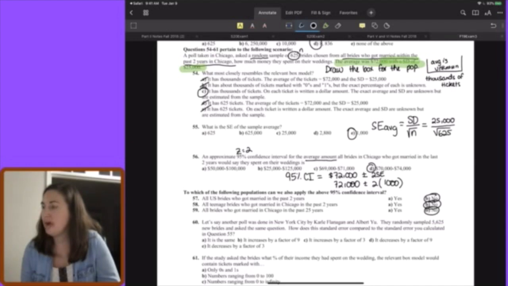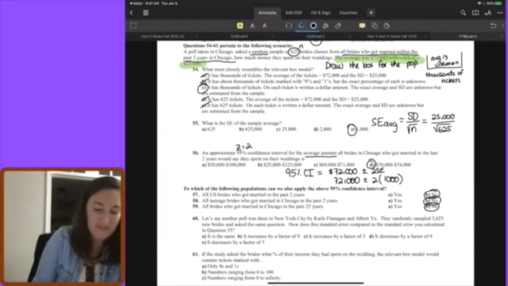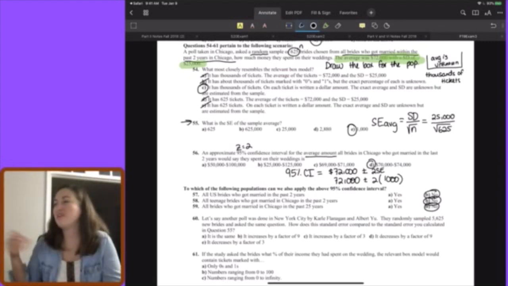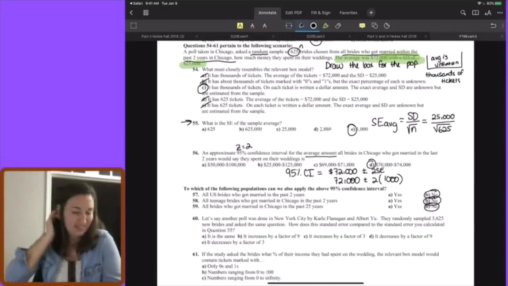Where did you get 1,000 for number 56? Oh, from 55, right? We calculated it. Somebody already answered that. Yeah, 1,000 was the standard error we found.